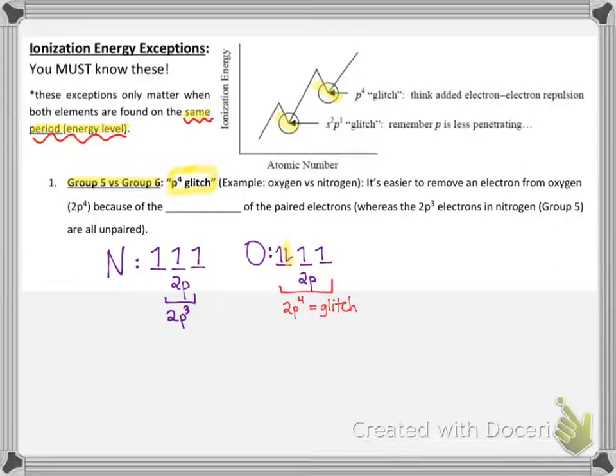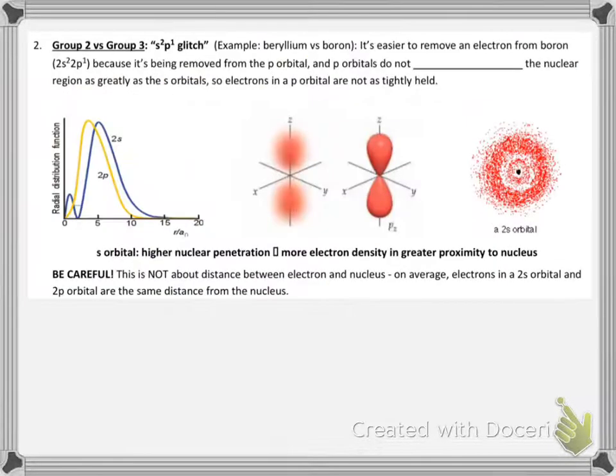You would think, based on the fact that oxygen has more protons than nitrogen, it would be harder to remove the first electron from oxygen, but it's not. And that's because of the repulsion of the paired electrons. So when you're graphing ionization energy, nitrogen actually has a higher ionization energy than oxygen. Weird, but true. Okay, the second glitch is called the S2P1 glitch.